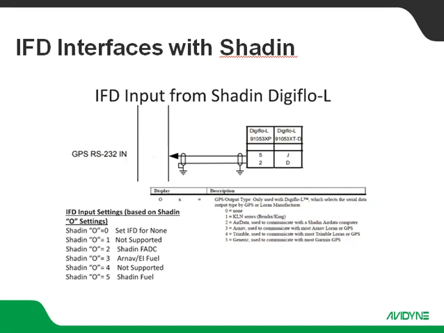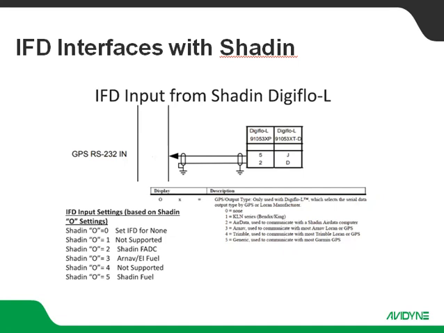There are 5 options on this setting, but only a handful of them are compatible with the IFD. If your Shadin is set up for an Oscar 1, that's the KLN format, Bendix King, you can't use that one with the IFD, so you have to change it to one of the others. An Oscar setting of 2, we would set the IFD up for Shadin FADC.